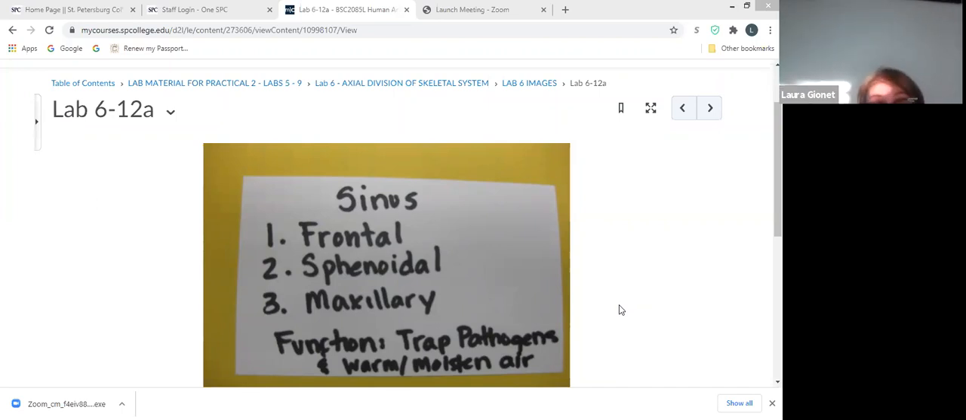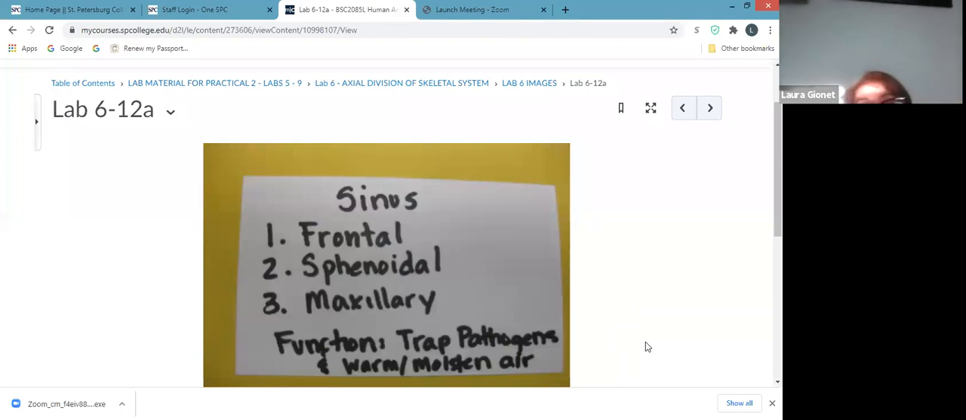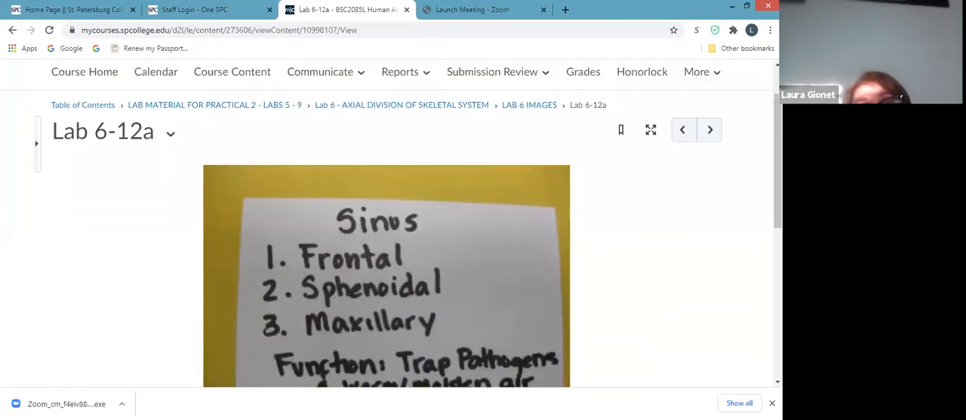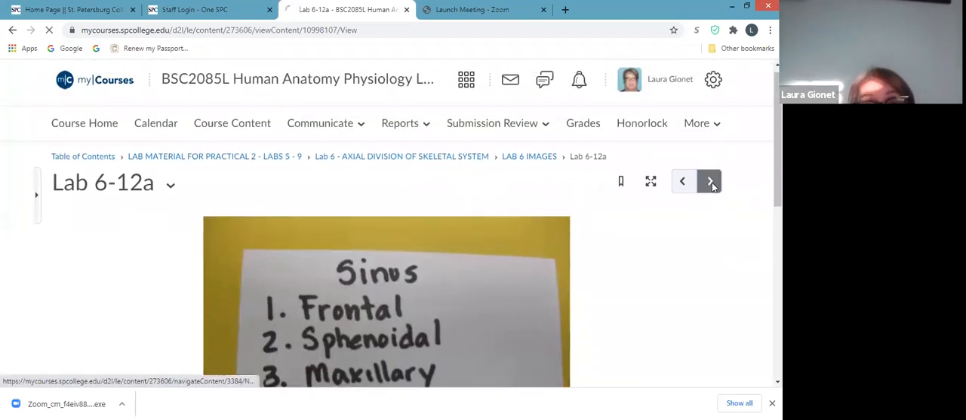But that picture in and of itself shows you at least the first three: the frontal, sphenoid, and maxillary sinuses. And you need to have sinus in your answer. It functions to trap pathogens, which cleanses the air, and to warm and moisten air. I gave you several: lightens the skull, adds voice resonance. I've given you about four functions that are associated with sinuses.